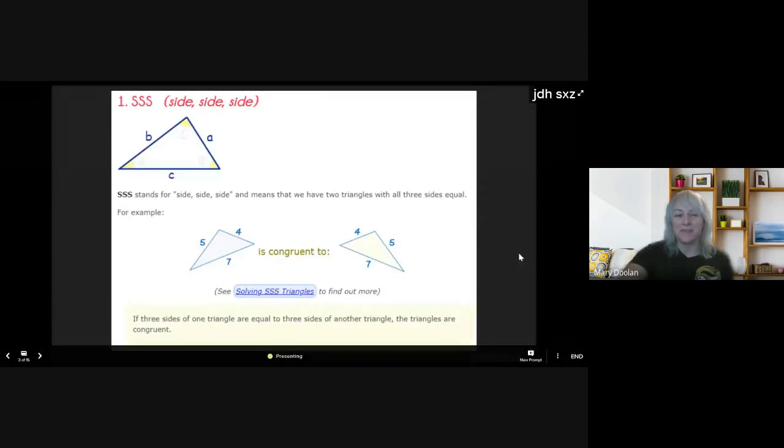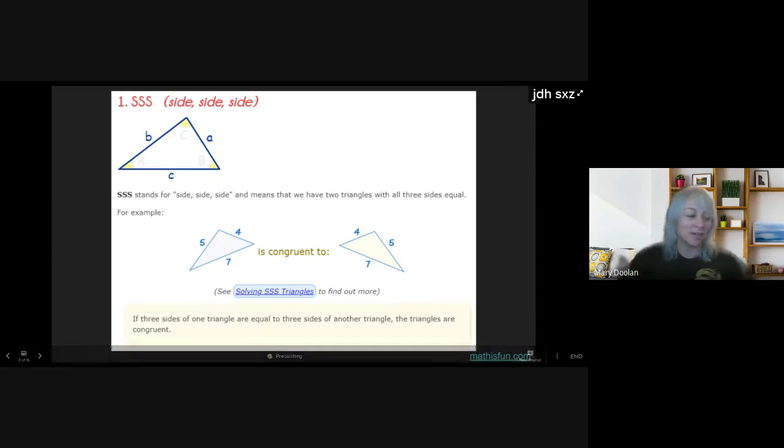So I hope that video helped. I thought it was a good video, especially on pretty much all the ones that do work versus the ones that don't work. You just have to remember that all 3 angles don't work, and ASS doesn't work.